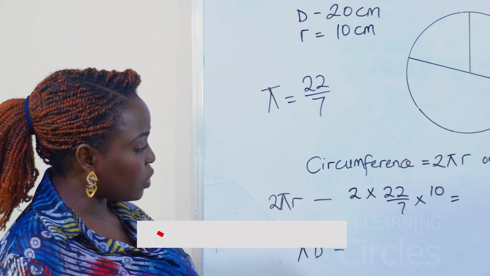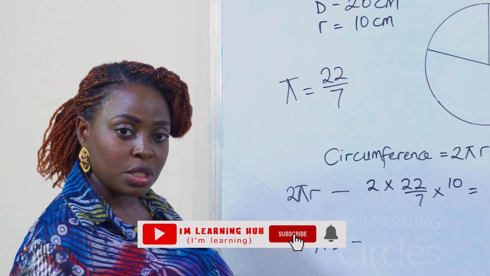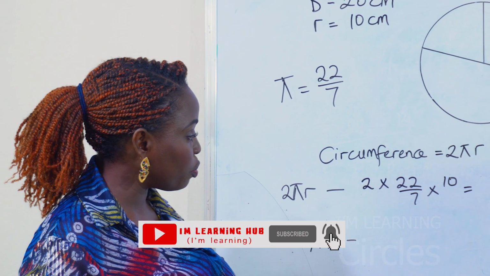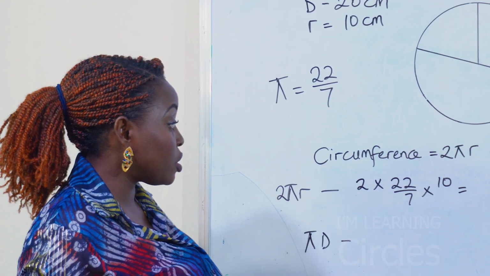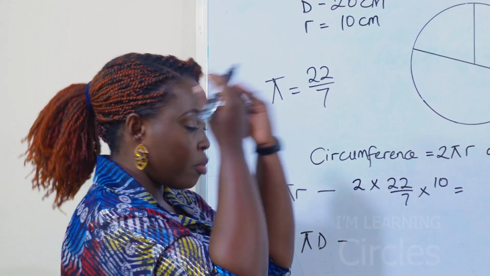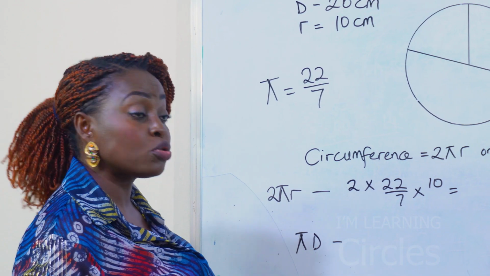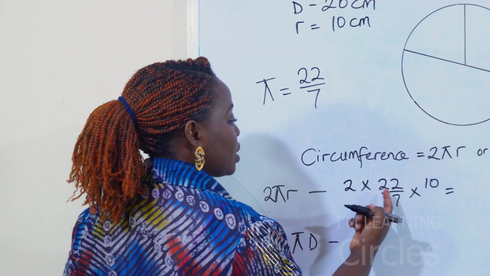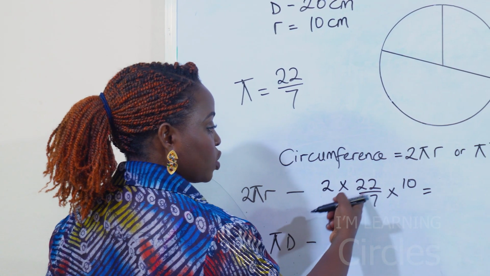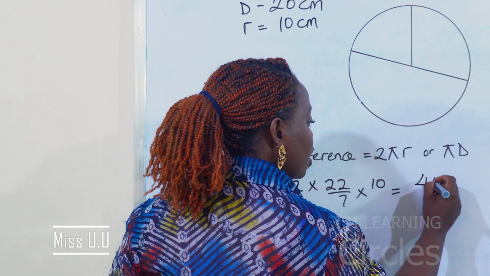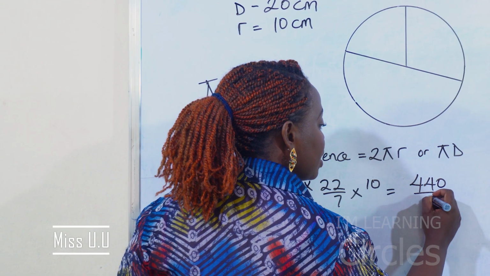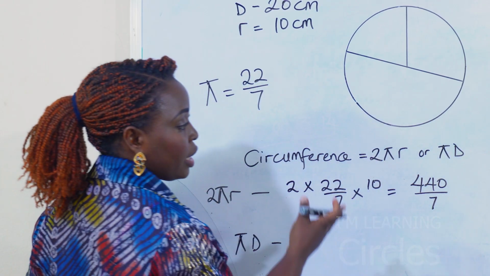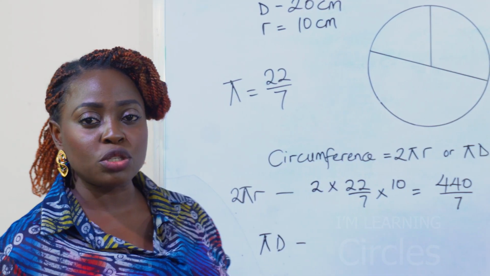Let's look at it for a second. Is there a way to reduce this multiplication problem? There isn't, because there's really no number that can divide a number on the top and a number on the bottom. So we just multiply. 2 times 22 is 44. 44 times 10 is 440/7. Now we have arrived at 440/7.